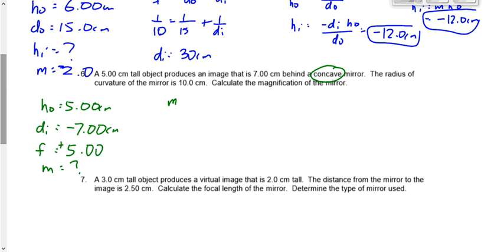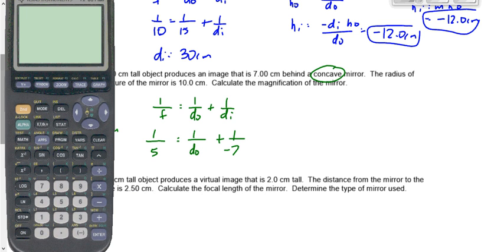Magnification, HI over HO equals negative DI over DO. Don't know either one of those. So I'm going to use the mirror equation first. 1 over F is equal to 1 over DO plus 1 over DI. 1 over 5 equals 1 over DO plus 1 over negative 7. Let's add to that 1 over 7, because it's a negative 7. It comes over to the left side by adding. Let's flip that over. We get a DO of 2.91.